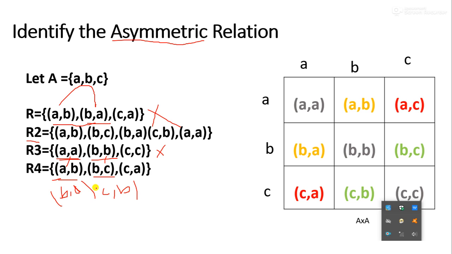So we don't have CB in this relation R4, and the symmetric of CA is AC. So we don't have AC here. Therefore, this relation R4 is an asymmetric relation.